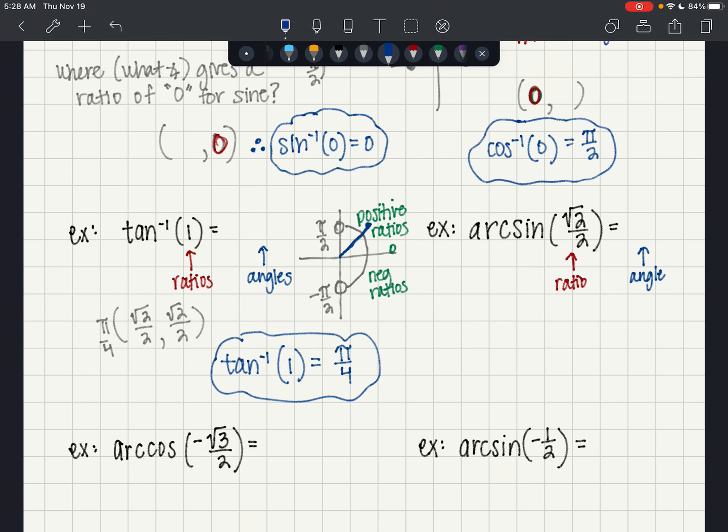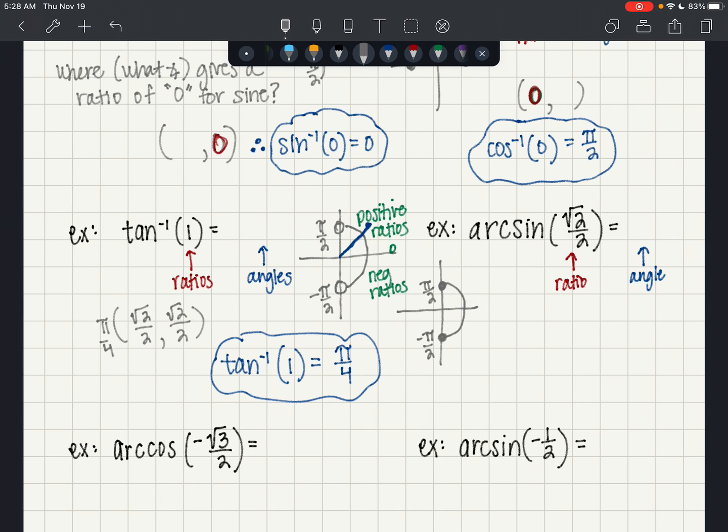And the angles that we're getting out are angles in radians, because that's what's most common. So I'm going to draw my partial unit circle, and that's going to tell me the angles. So my angles can go from negative pi over 2 to pi over 2.